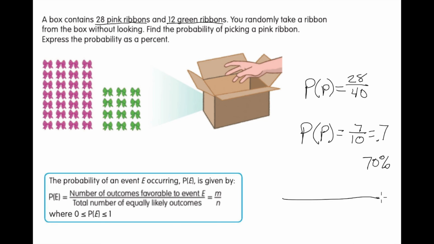So if we look at this on our probability scale, 70% would be somewhere around here, so that would be more likely to occur. This event would be more likely to occur.